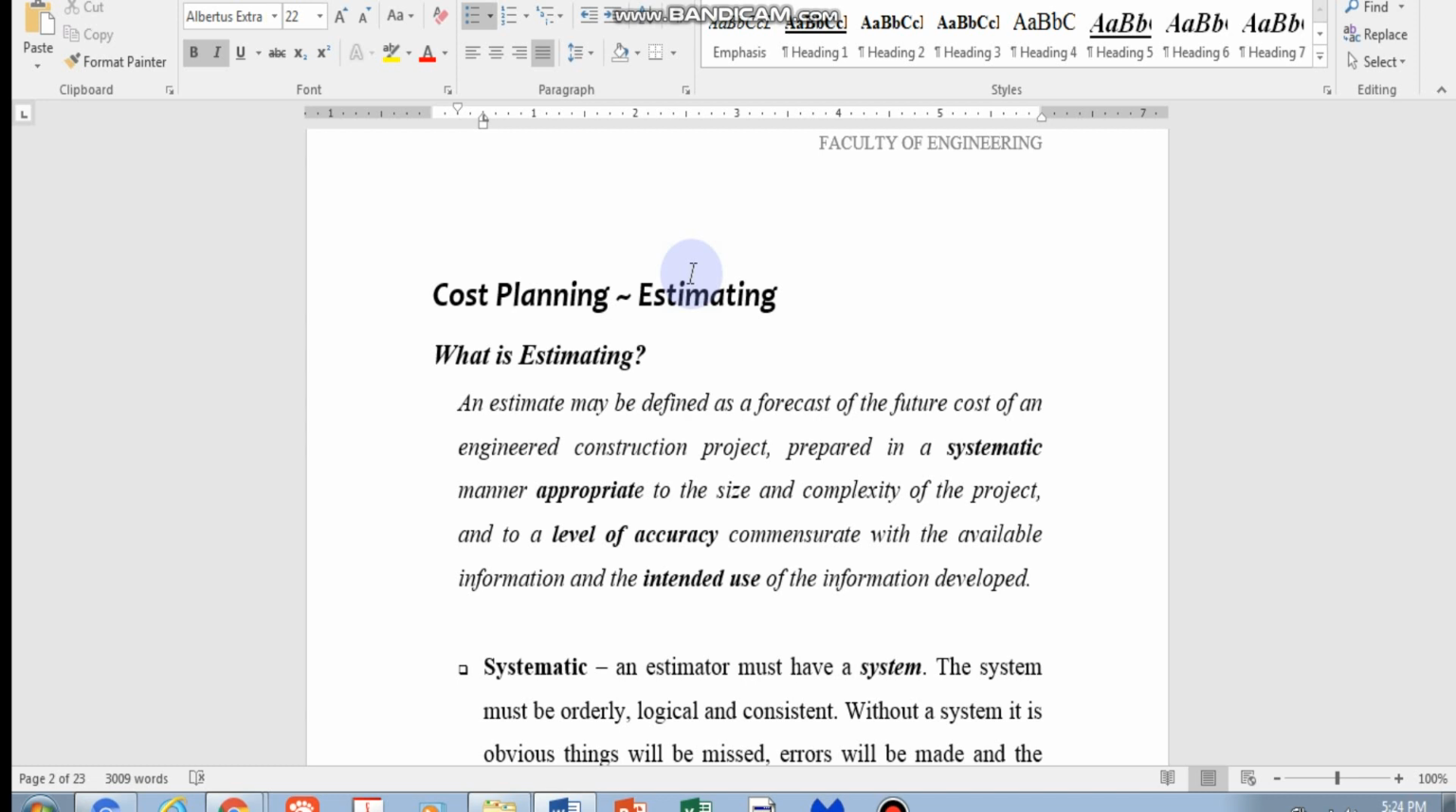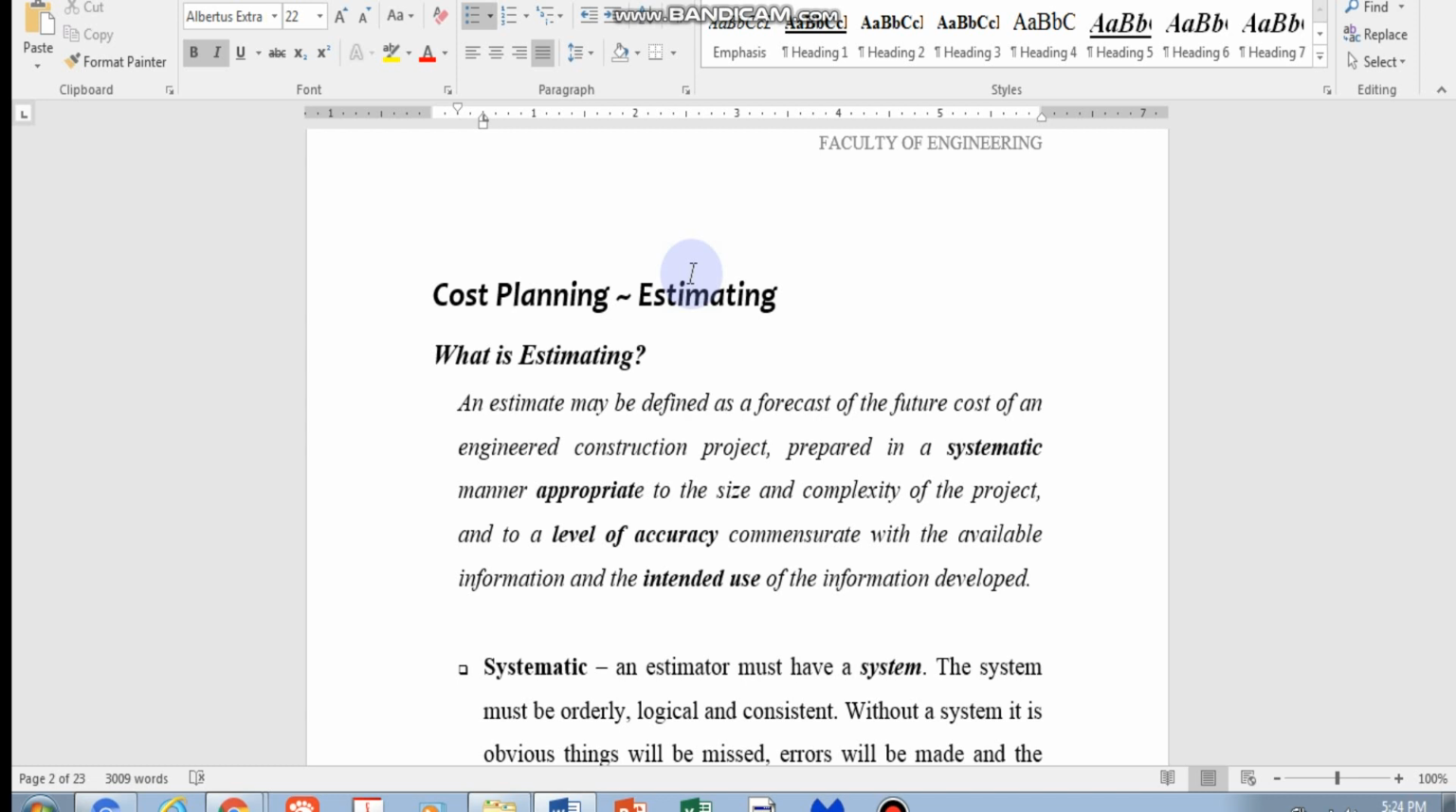Okay, understanding the estimates: basically, all estimates are forecasts. It's the approximation of the cost, or forecast of the future spending, of an engineered construction project. It will always be prepared in a very systematic manner, appropriate to the size and complexity of the project, and to a certain level of accuracy that matches the available information and the intended use.